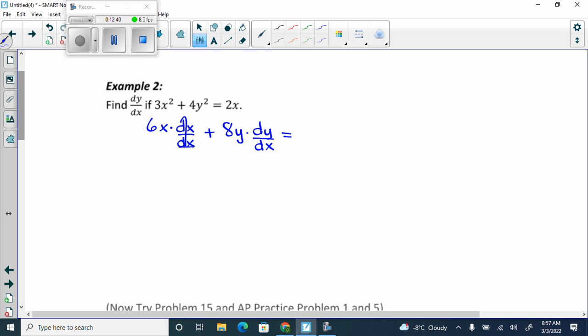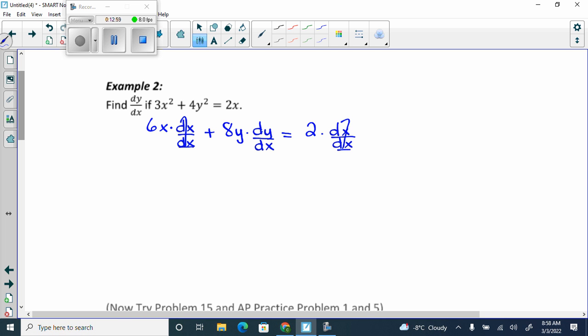Equals, and what's the derivative of 2x? 2, and then technically dx over dx. I'm just doing this to prove a point. So those go away, and that's the reason why the y gets a dy over dx, but the x's don't have it, because it's dx over dx. And that's just 1. Okay?